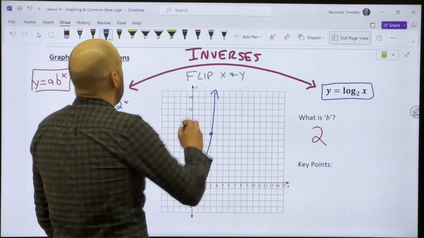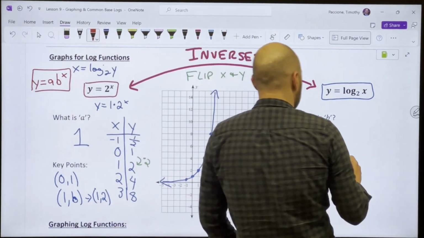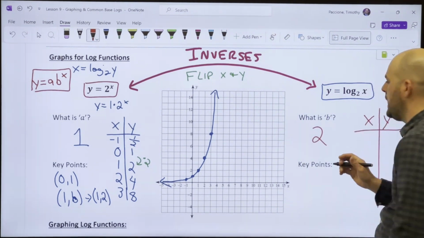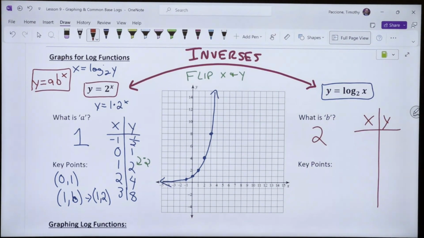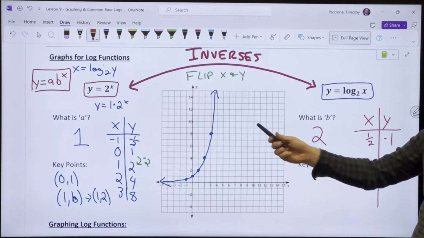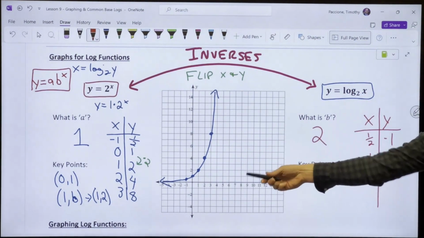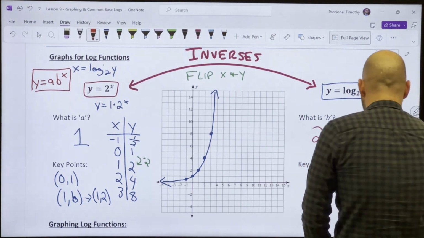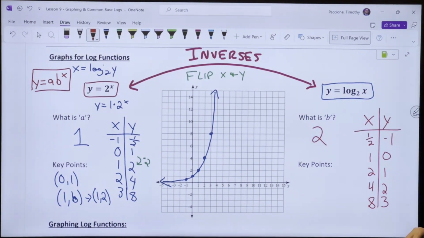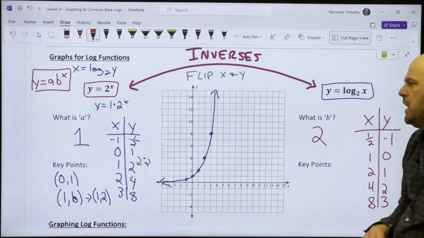Now, if we flip all this, right? I literally just take every x, y, and I flip it. If negative 1, 1/2 is a point on that graph, what is the point on this graph? Negative half. 1, negative half. Just switch their places. 1/2, negative 1. If 0, 1 is a point over there, 1, 0 is a point over here. If 1, 2 is a point over there, 2, 1. What's my next point? 4, 2, 8, 3. Right? Yeah. But that would be off our graph, so I didn't put that one in.